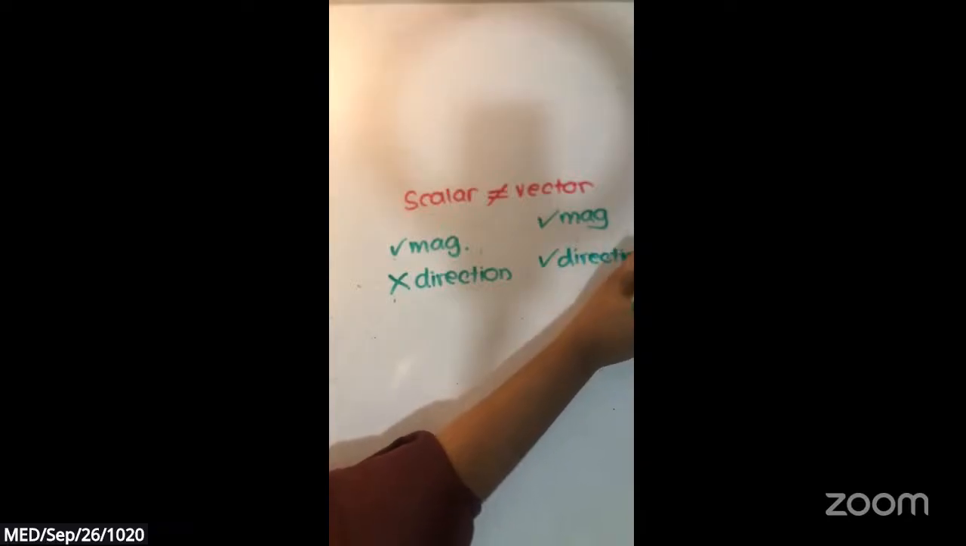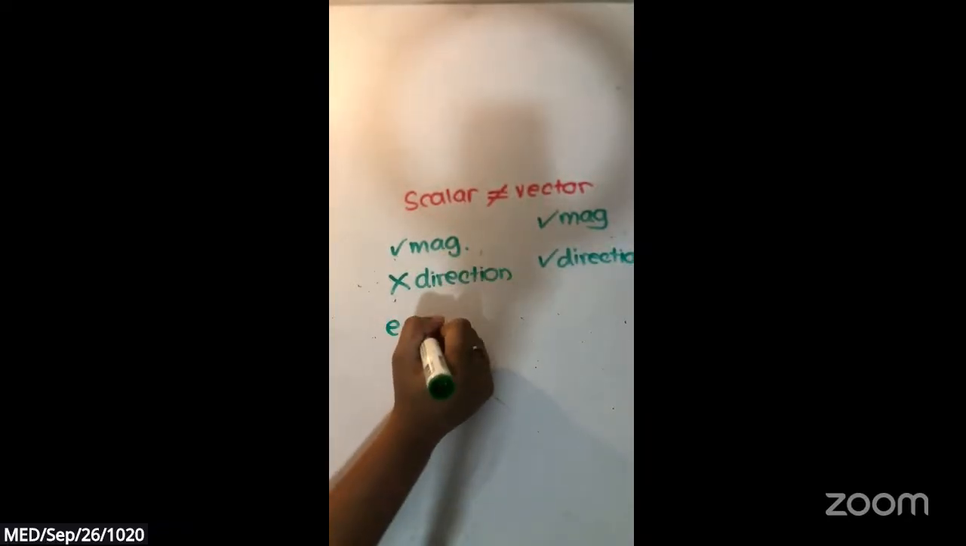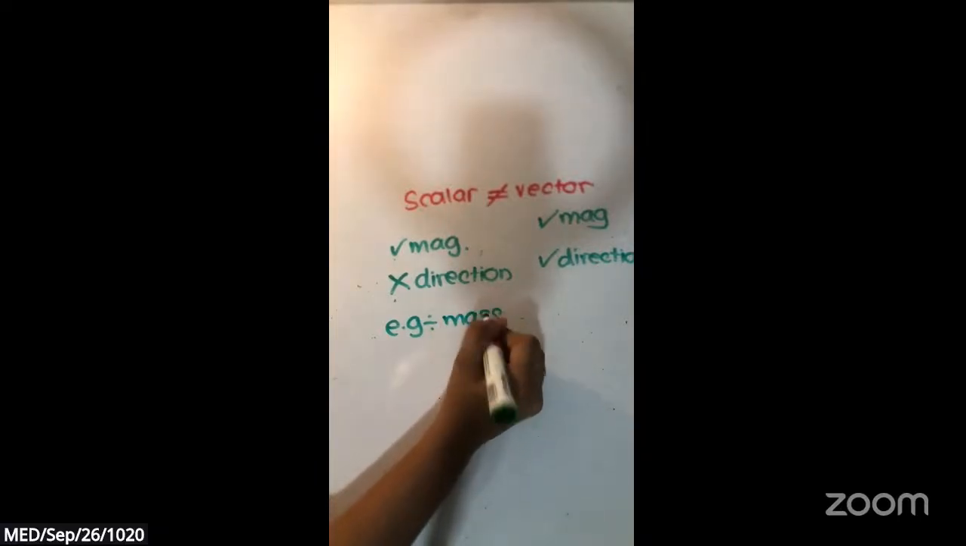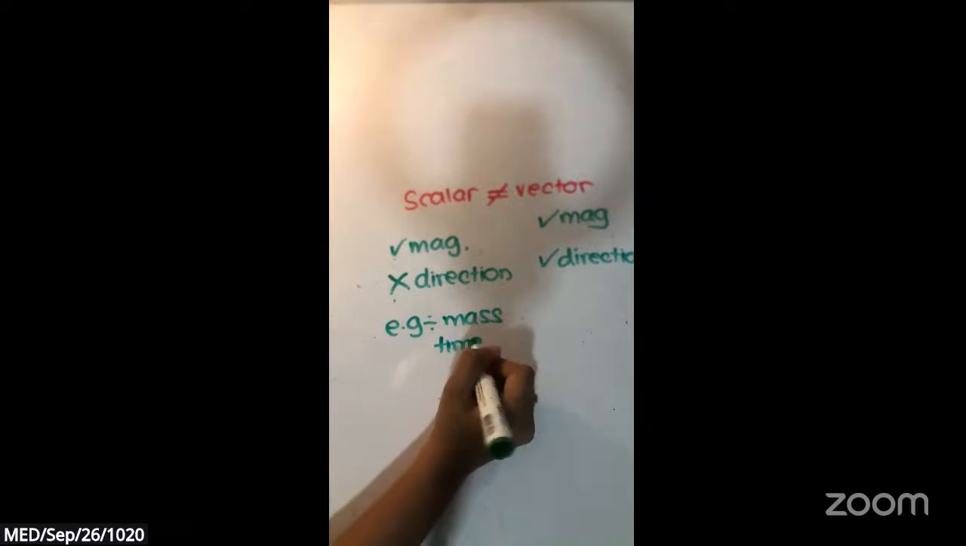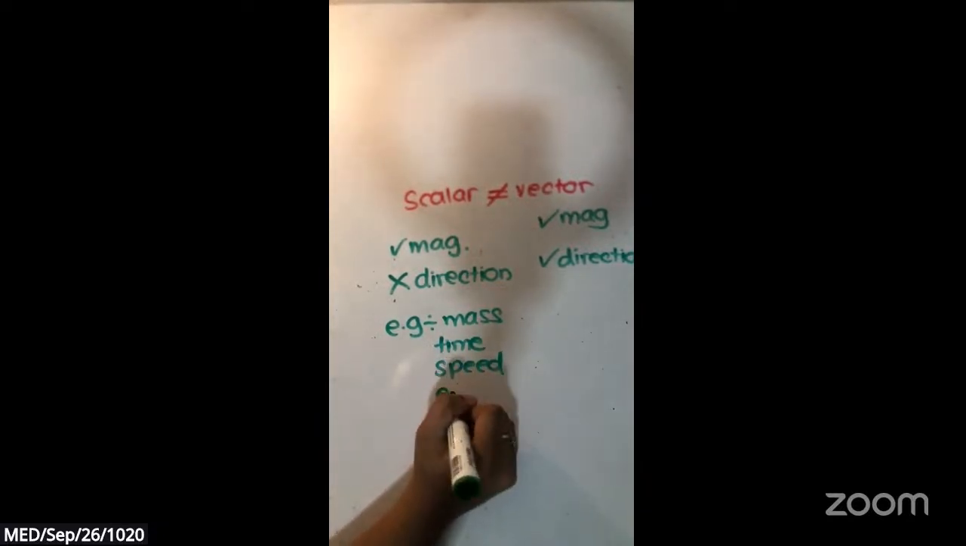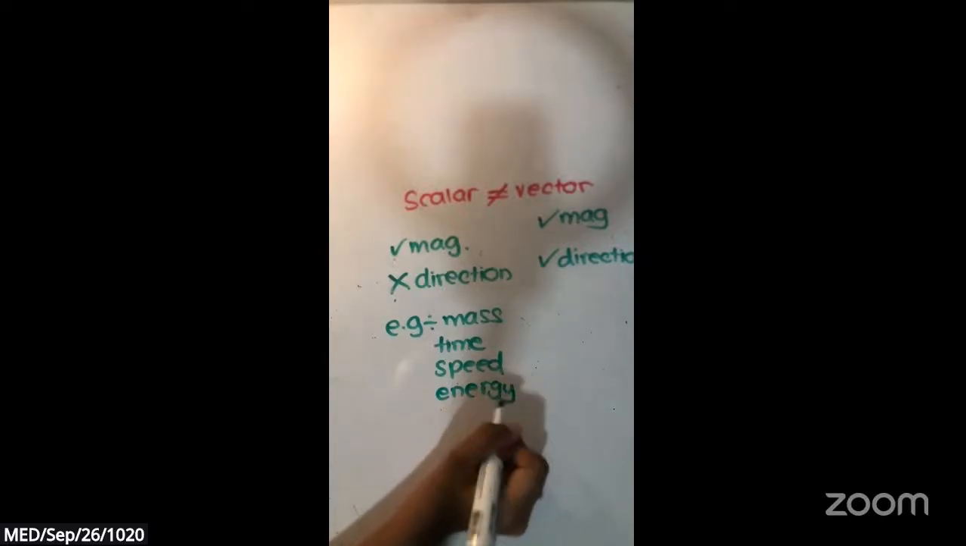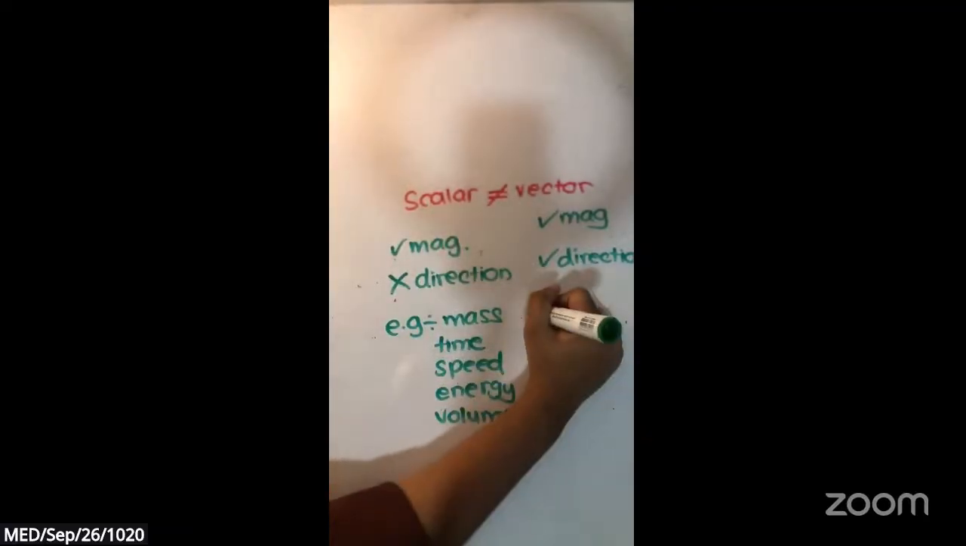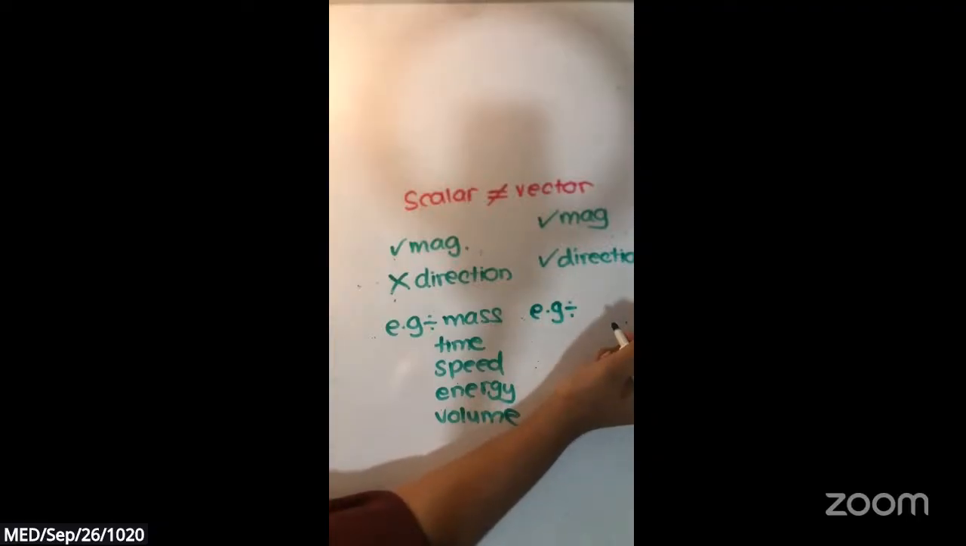Okay, so the examples you all said for scalar quantities would be what? Mass, time, speed. I think Hasna said energy, and Abida said volume. So these are all scalar quantities, right? It doesn't really have a particular direction. You just say a number with a unit, that's it, right? But when it comes to a vector, you say a direction also, right?